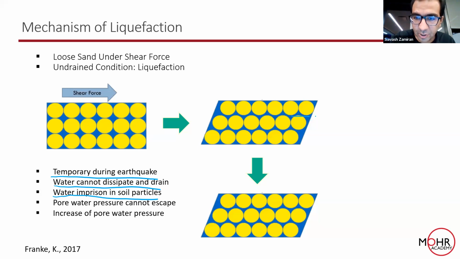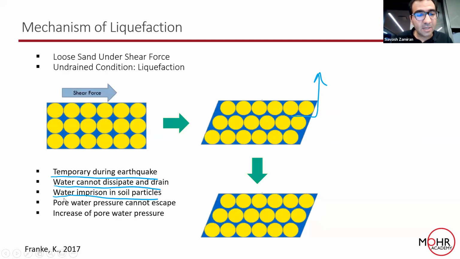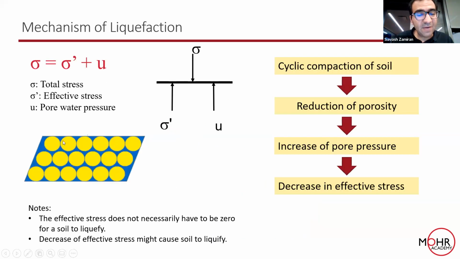So the pore water pressure inside the soil particles will be increased. What will happen once the pore water pressure is increased during an earthquake event because of the imprisoning of the water inside the soil particles? The event that is going to happen follows the stress state in the soil layers.